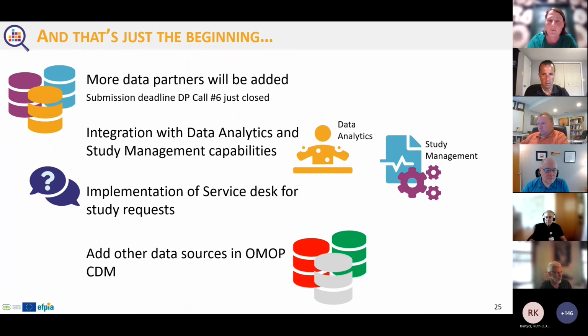We will build new functionalities into the portal, implement the service desk for study requests, and we're also discussing a lot, of course, at the moment, whether we can add other data sources that are in the OMOP CDM, but not necessarily a data partner of EHDEN. So I think this is one of the conversations that we will have to continue in the future, because obviously this has a big potential to become the main source where you can find data partners that have their data converted to the OMOP CDM.